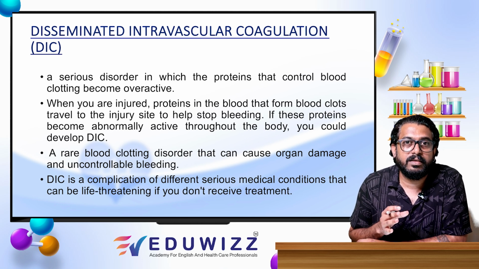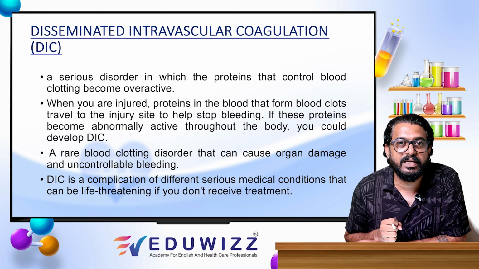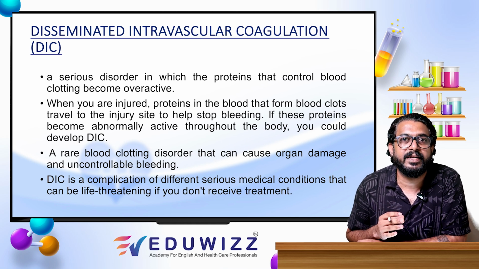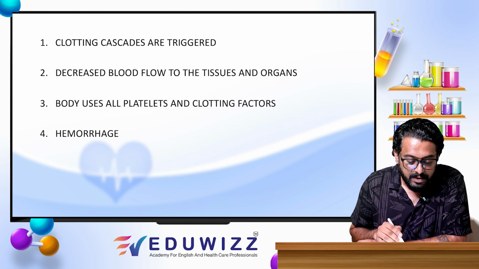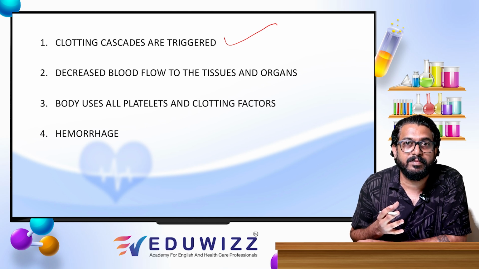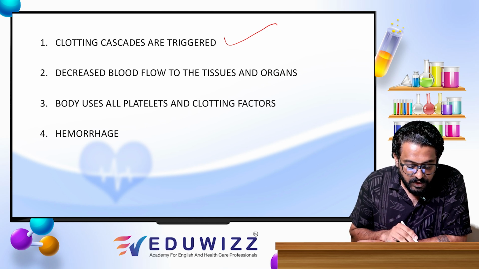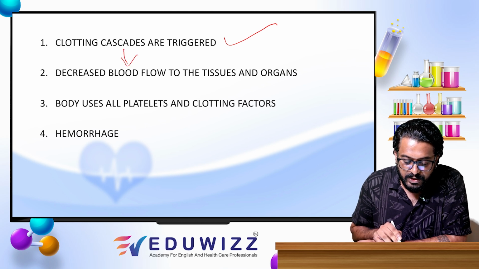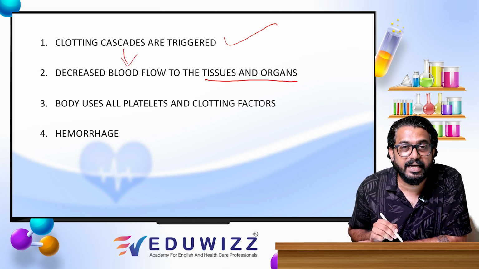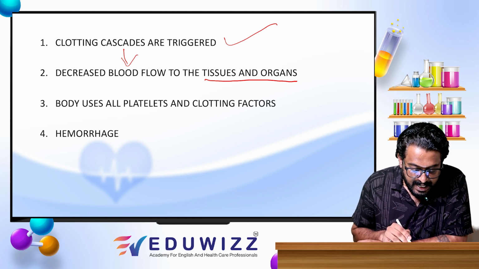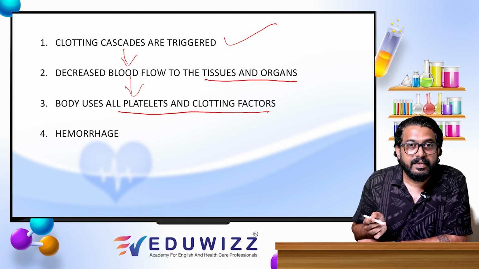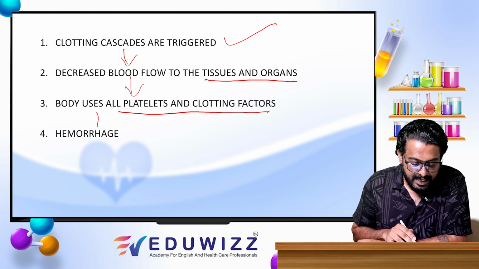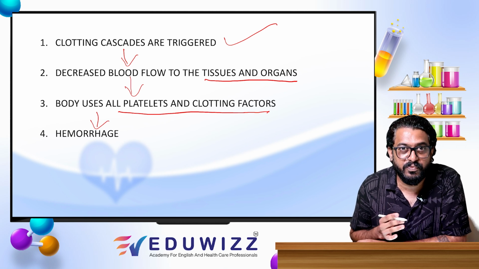So, let us see what are the things which occur when these clotting factors become overactive. First thing, the clotting cascades are triggered. Clotting factors are triggered and become overactive, which causes decreased blood flow to the tissues and organs, leading to tissue hypoxia and later organ failure. And as the body uses all the platelets and clotting factors, this ultimately results in hemorrhage. So, this is the pathophysiology of DIC.